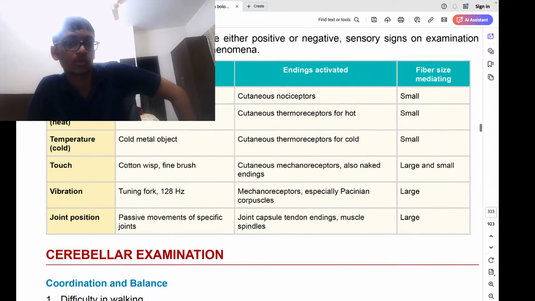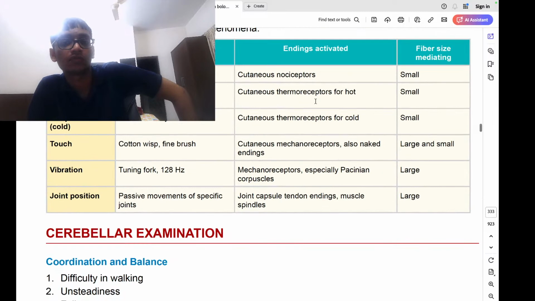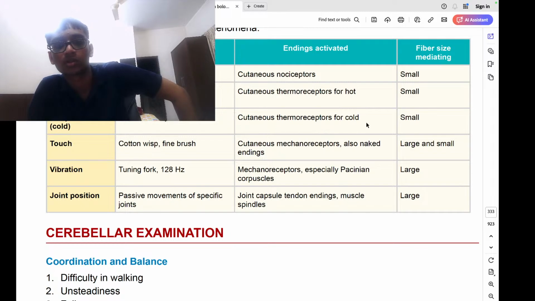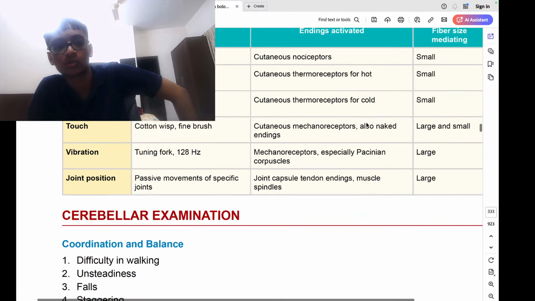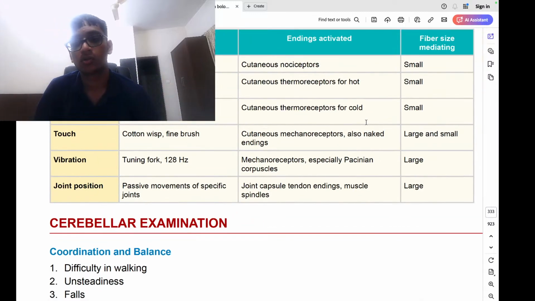So pain, you do pinprick, it is cutaneous nociceptors, fiber size mediating is small. Temperature, you have heat, which is a warm metal object. Cutaneous thermoceptors for hot, the fiber size mediating is small. Temperature, cold is a cold metal object. Cutaneous thermoreceptors for cold, which is small. Touch is cotton wisp, fine brush. Cutaneous mechanoreceptors, also naked endings.